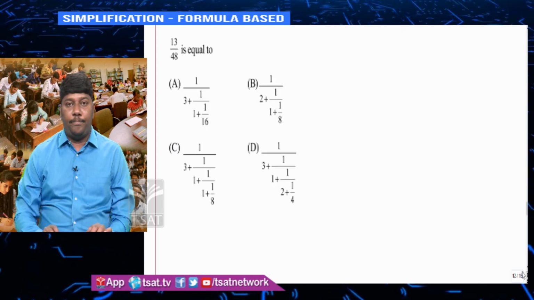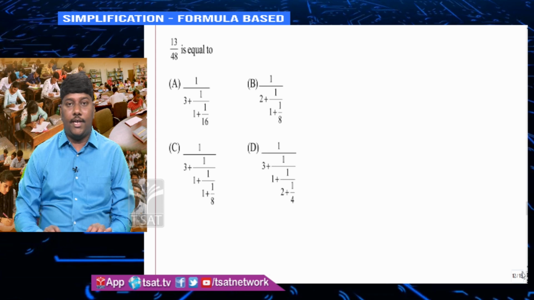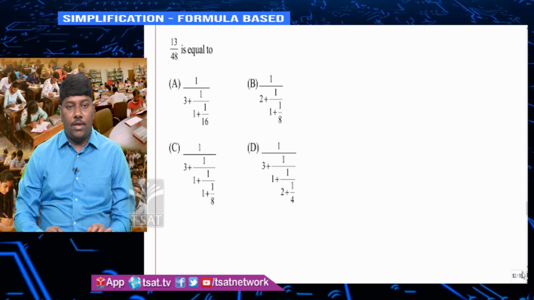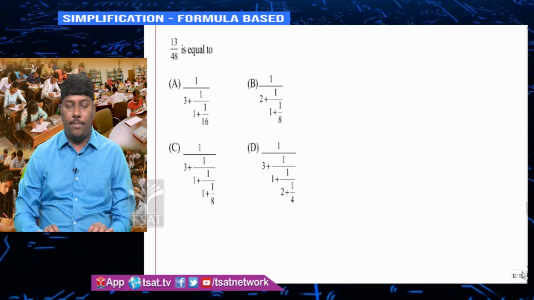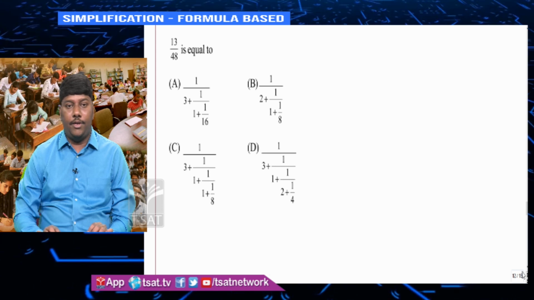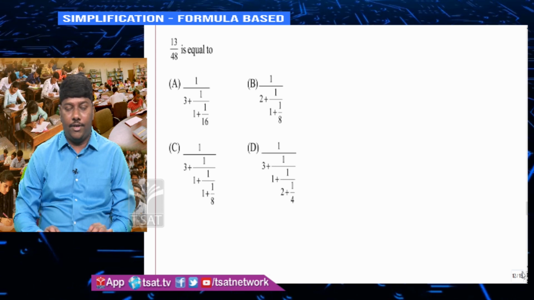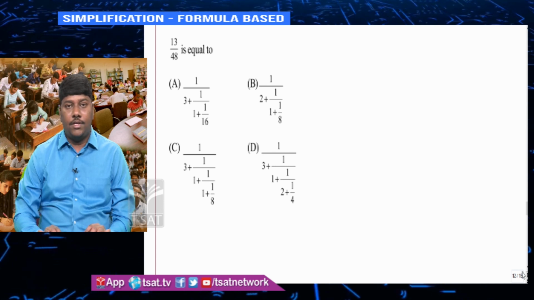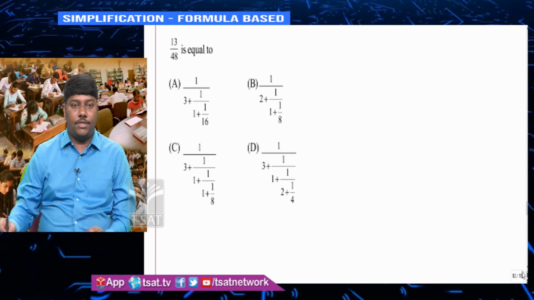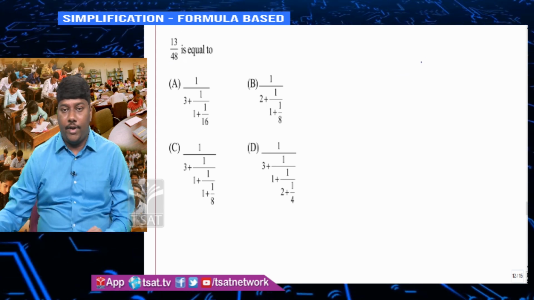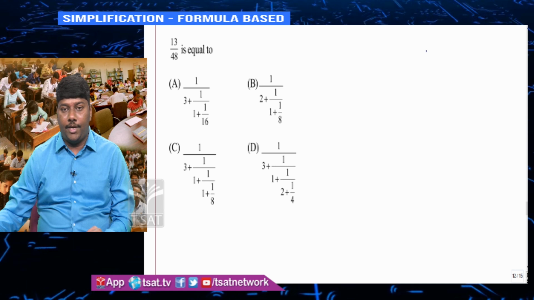Now, look at this sum. Here it is given as 13 by 48 is equal to, and you can see option A, option B, option C, option D. If you simplify it by using these options, it will take a lot of time. If you come from the denominator, it will take a lot of time. So when a fraction is given and you wish to express it in the given format, always take the fraction and divide the denominator by the numerator.